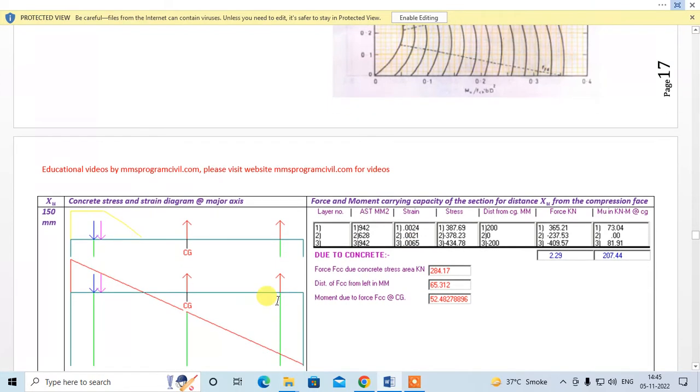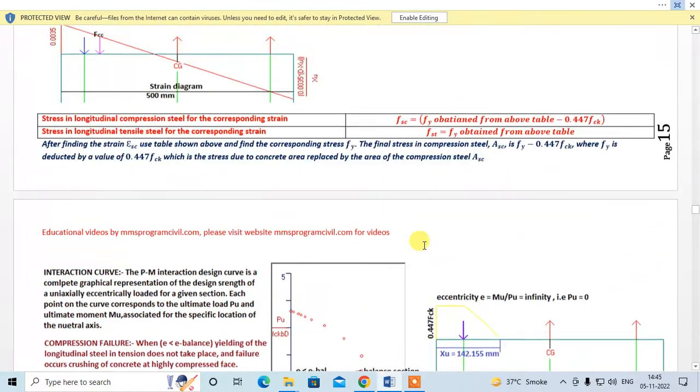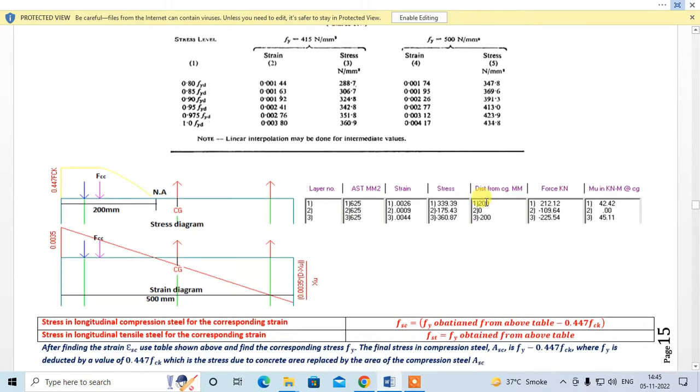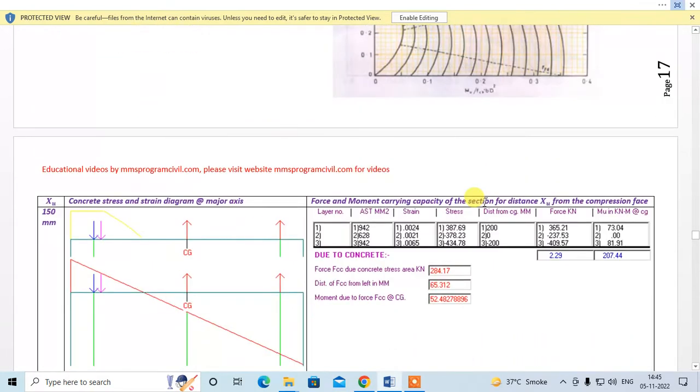This is now 0.0065. So this is a strain, right? From table A, 0.0065 is greater than the ultimate strain, right? So in that case, our yield stress will be 434.8. That is what we have to take. No deduction has to be made because this is tensile steel, right? So whatever value we get from the table has to be applied, 434.78, that is 0.87 fy, right?